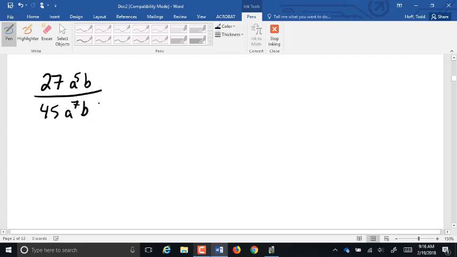So 27 a to the 5th b over 45 a to the 7th b. And 60 m to the 9th n to the 5th p over 24 m to the 8th n to the 8th p to the 8th.